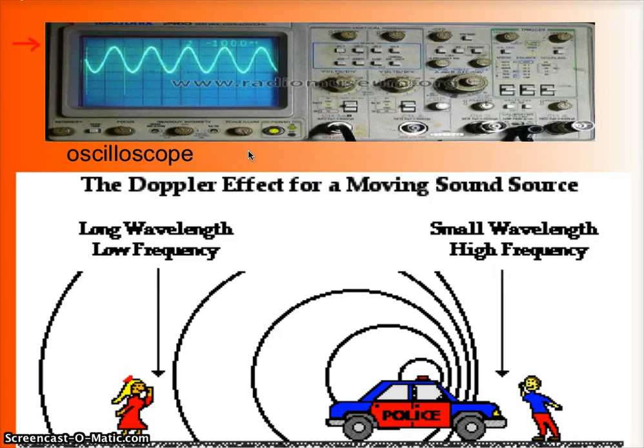An oscilloscope will take the sound that comes to it. Say it's one of those two singers in the first slide. And it will take the energy of the sound waves that they produce and convert it into a sine curve. And you can see a sine curve right here from what this oscilloscope has done. Okay, on to the next part.